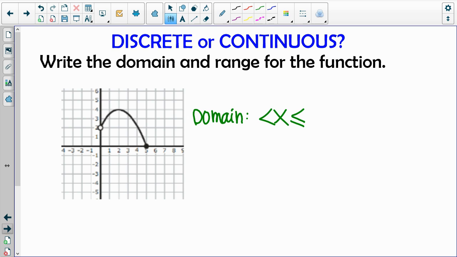Then domain, you have to go left to right, smallest to biggest. So take a look. This is our first left point. What's the x value right there? 0. Yeah, the x is 0 right there. And as I come to the right, stop right here. What's the x value right there? 5, yeah. It's 5. So make yourself find the x. It's always on the x-axis. Just look down. You're on 0. And then you're on 5. From 0 to 5.